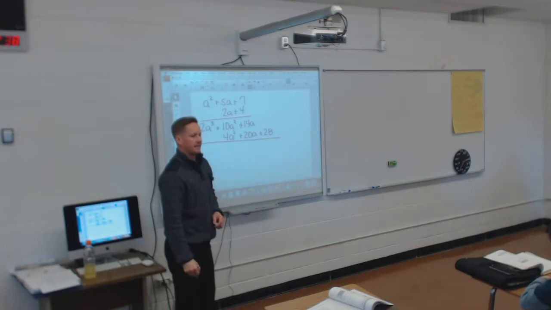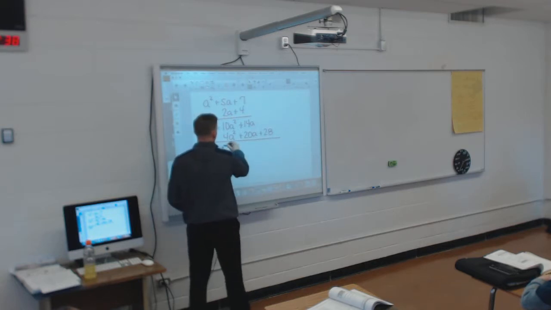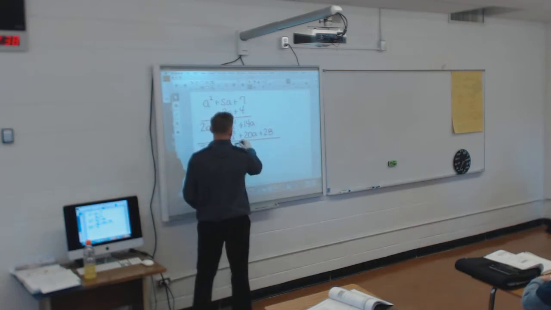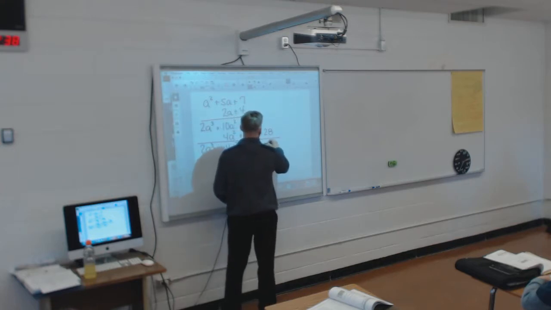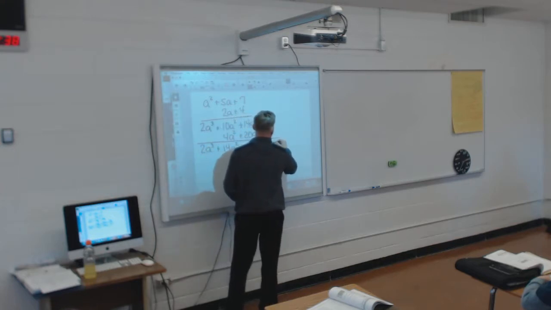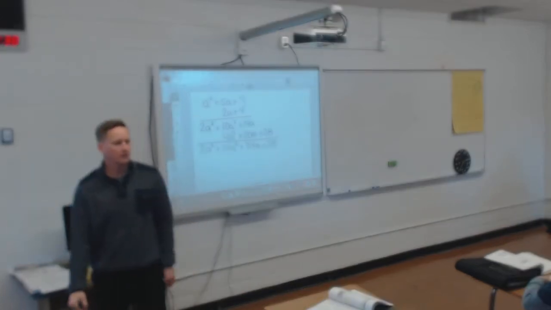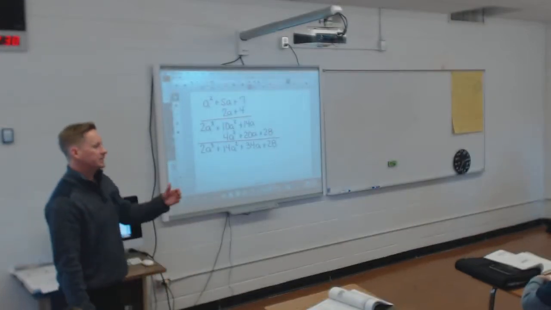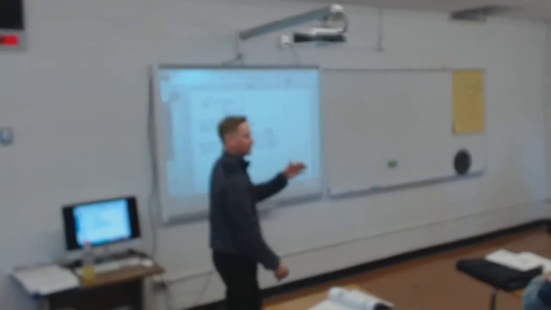So now I simply add: 2A cubed, 14A squared, 34A plus 28. All right? We just did that using numbers. We just did that using a method you learned in grade 5 and 6.